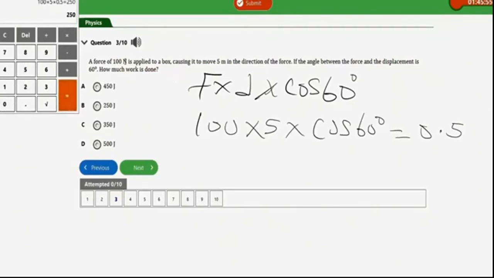So we have it to be 250 joules. That will be the work done. Alright, so that's it for this particular question. Let's wipe this now and solve the next repeated question.